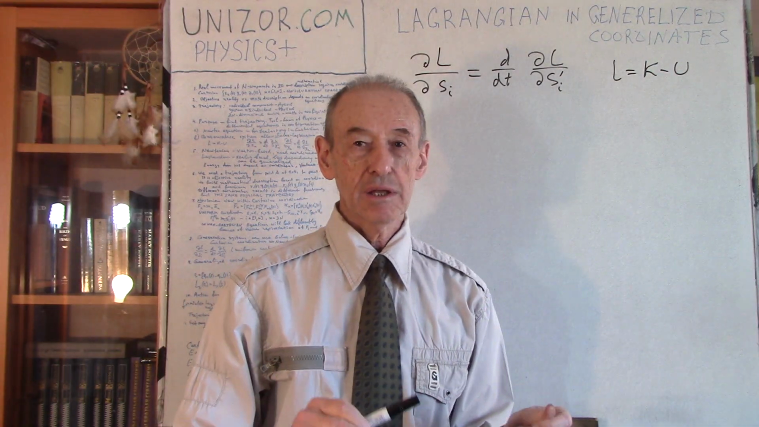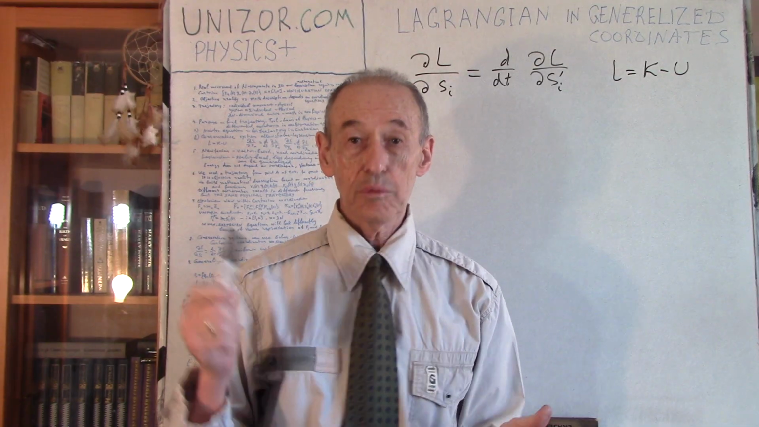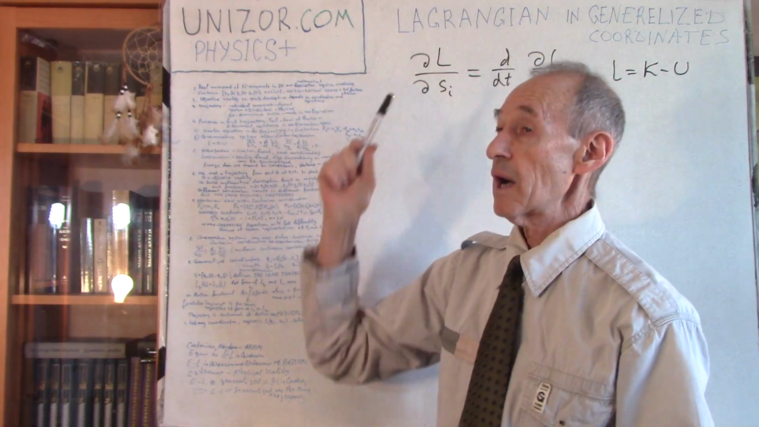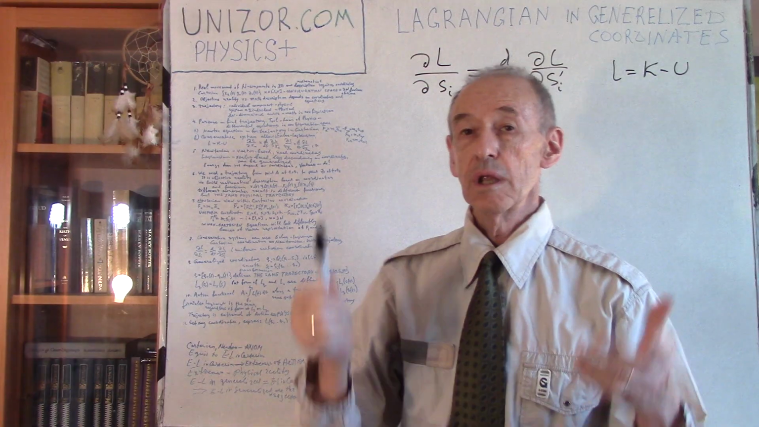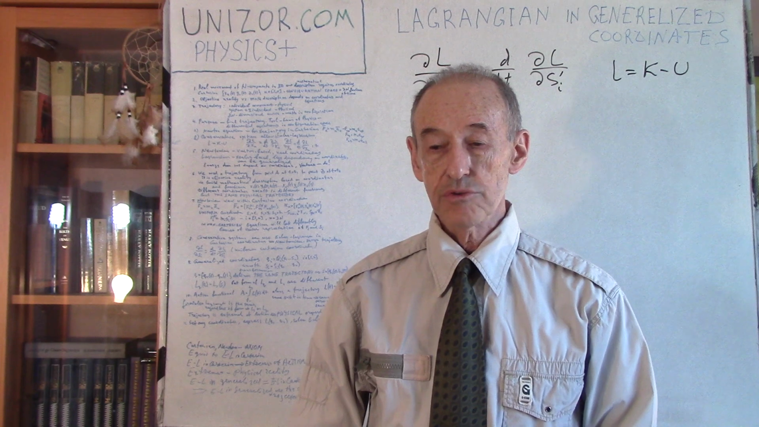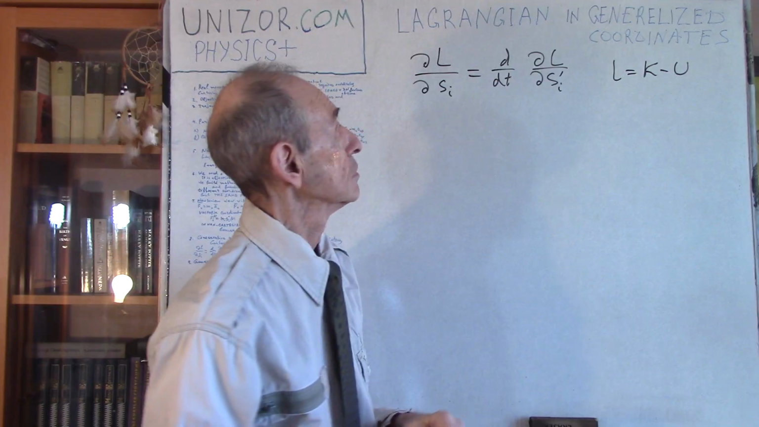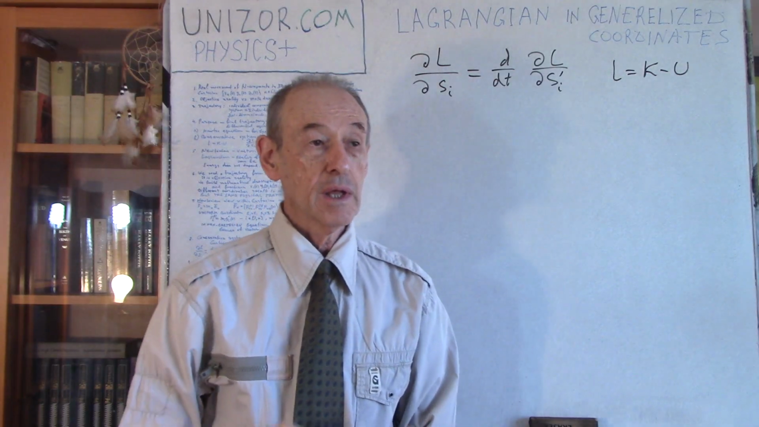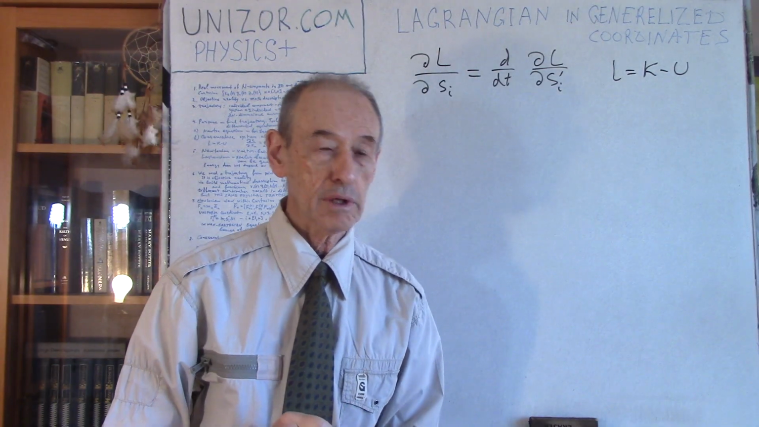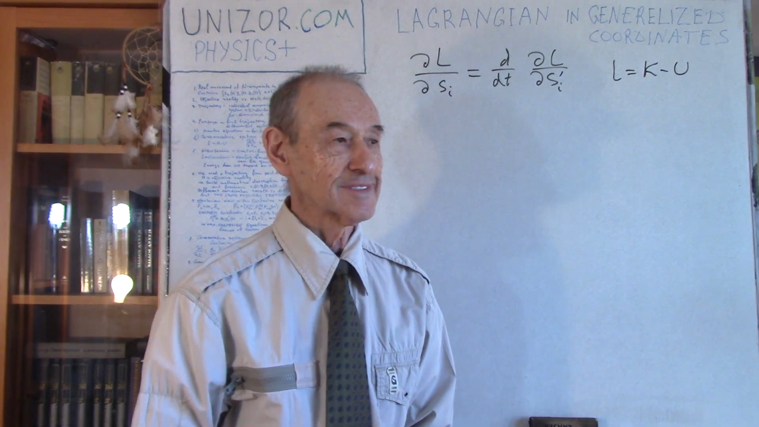And I will leave the details, and there are some details actually, to the written notes for this lecture, which are presented exactly where the lecture is, which is unizor.com. You go to the Physics Plus course, you take the Lagrangian chapter of this course, and the lecture is called Lagrangian and Generalized Coordinates. There are many more details in that particular text, and I worked quite a long time on it to make it, well, perfect to my personal liking.